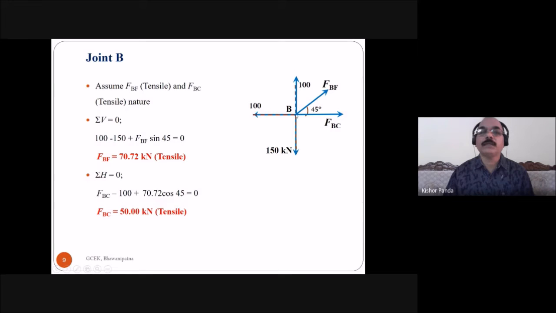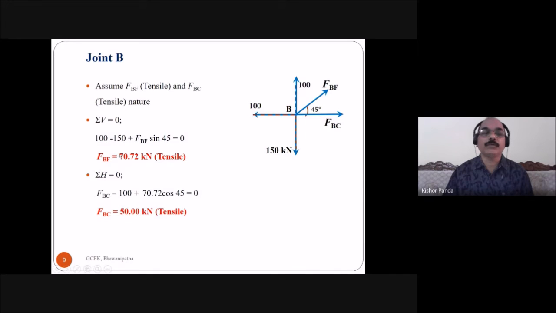How many vertical forces are here? This is 100 kilonewton upward, and this is 150 kilonewton downward. This is the inclined force, and take the vertical component of this inclined force. This is FBF sine 45, upward direction. So 100 minus 150 plus FBF sine 45 is equal to 0. Then FBF is equal to 70.72 kilonewton tensile.